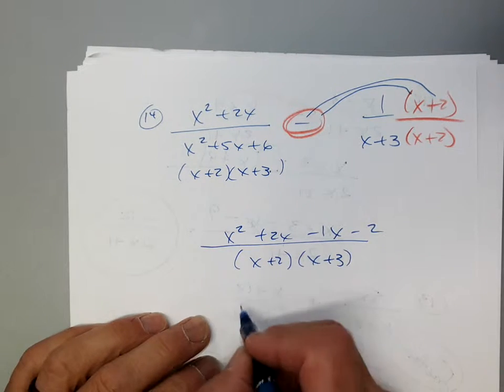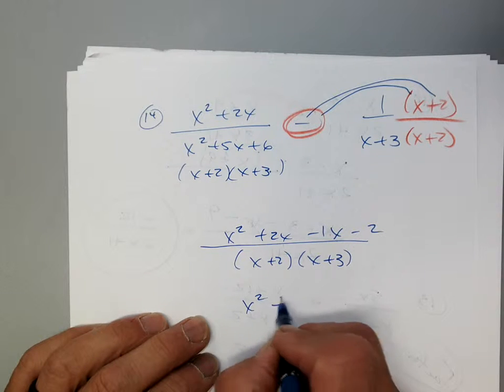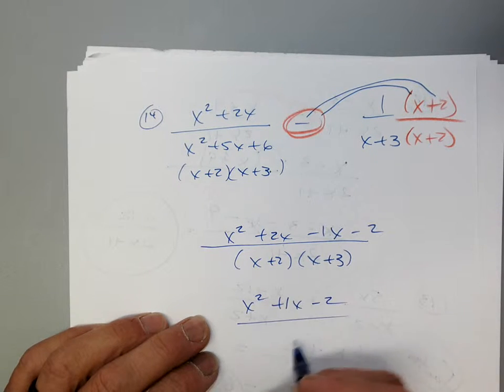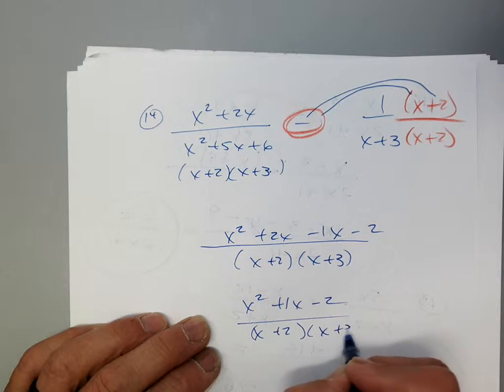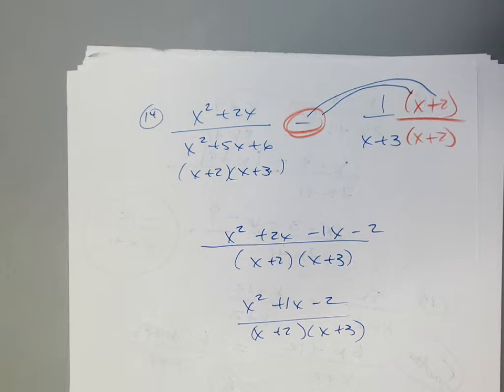So then, let's see what I have. An x squared plus a 1x minus 2 over an x plus 2, x plus 3. Okay, great. Now, do you see anything else maybe we could do?